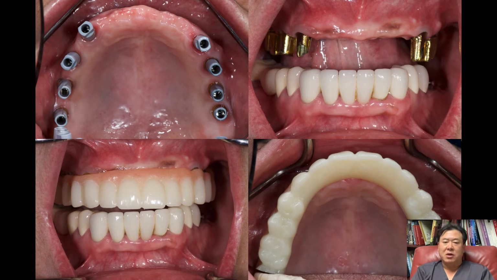Scan bodies were connected and digitalized, and based on the virtual wax-up that I did, my technician designed and fabricated a custom abutment and provisional bridge. When you look at the design of the upper bridge, it's completely unrelated to the lower dentition because all her lower teeth will be removed and restored from scratch.